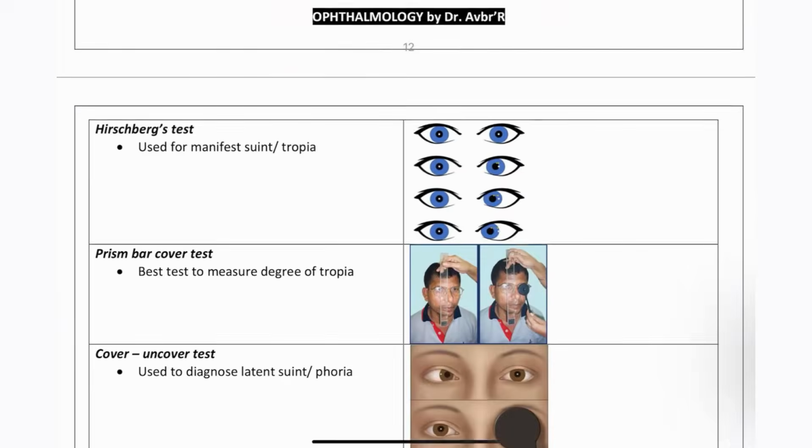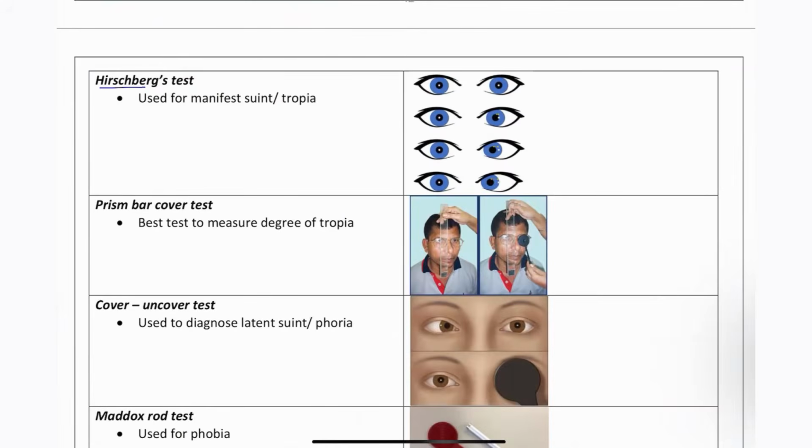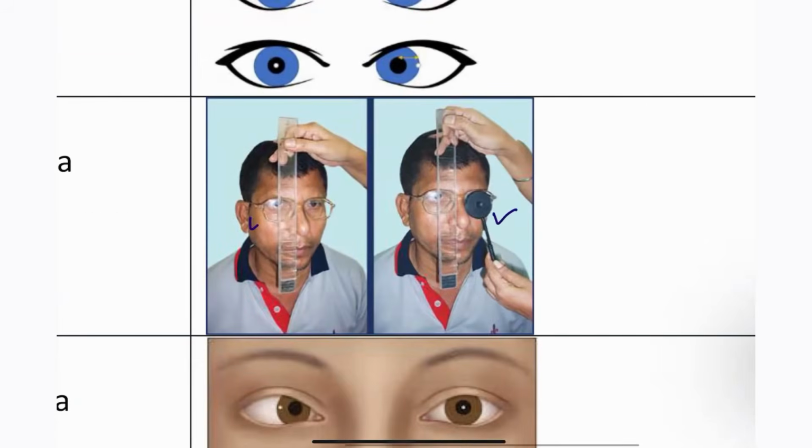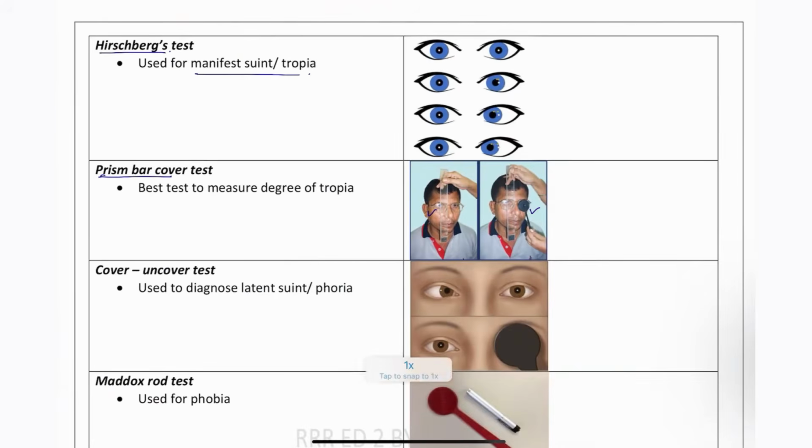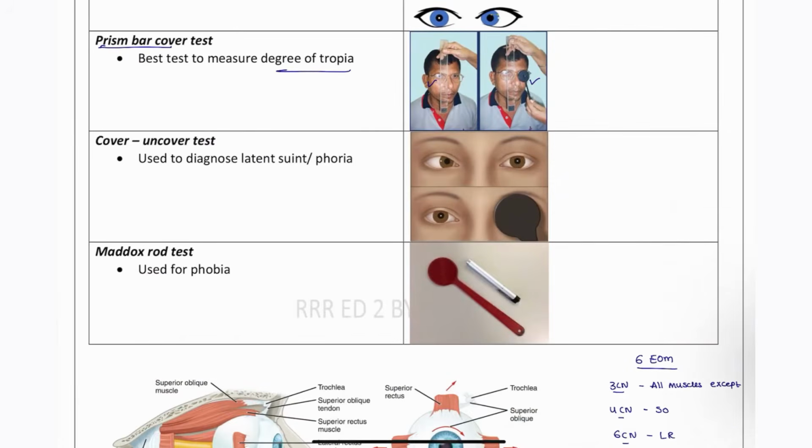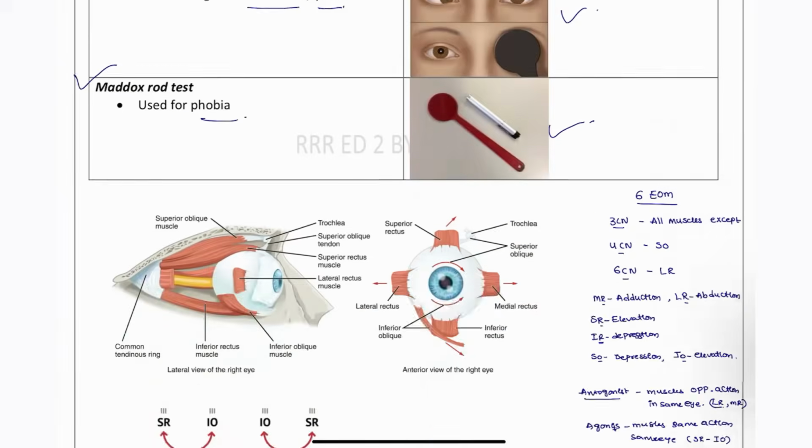Next, some of the important tests. This is the Hirschberg test, which will be used for manifesting the squint, and the prism bar cover test. Here you can see this is the cover and uncover test that we are going to look for what is the degree of the tropia. Next, the cover uncover test. This is for latent squint, where the squint is present but not diagnosed, only diagnosed upon the test, that is the cover and uncover. This is the Maddox rod test. Again, for the phoria, we are going to look after.